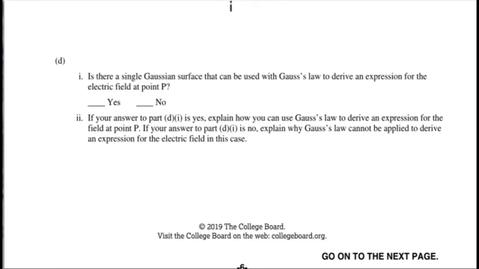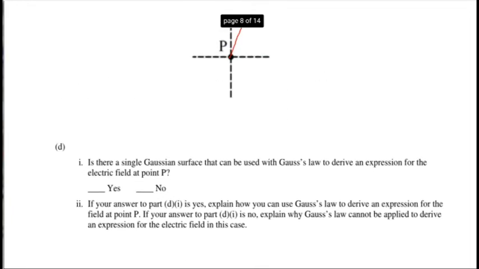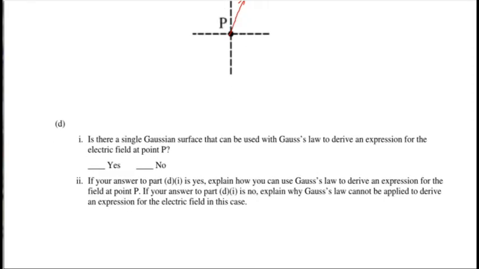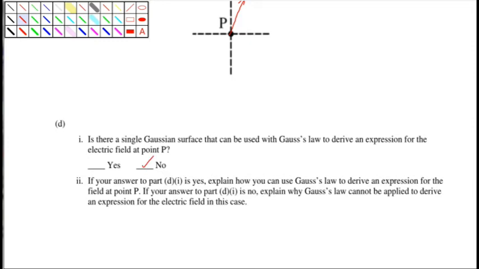Finally, for part D, they're asking us, is there a single Gaussian surface that can be used with Gauss's law to derive an expression for the electric field at point P? And that's in this modified case where P kind of points up like this. And the answer to that is no. And they're asking us to justify this.